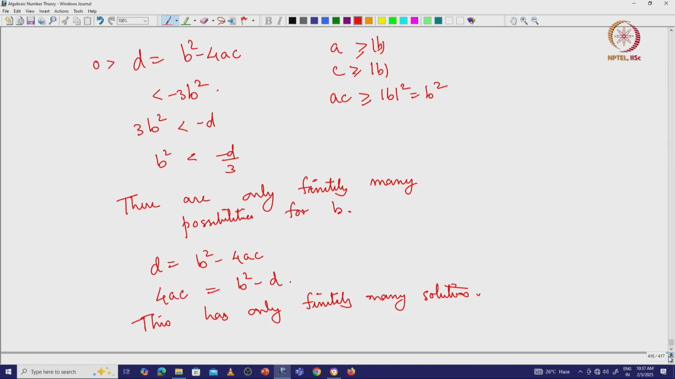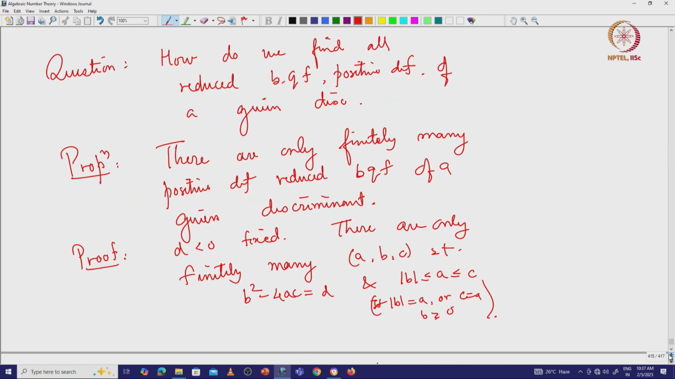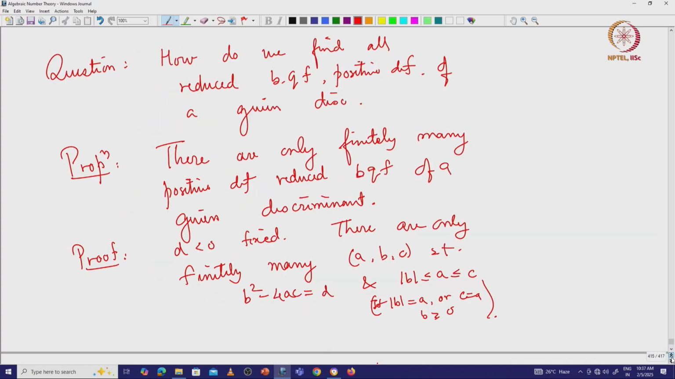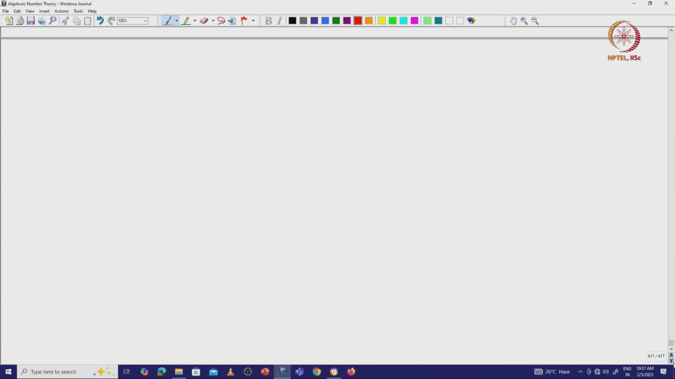And so now we are going to try to find them all, and the way to find them all is you basically just try all possible values of b. So the proof also tells you how to go about finding all possible values of b.